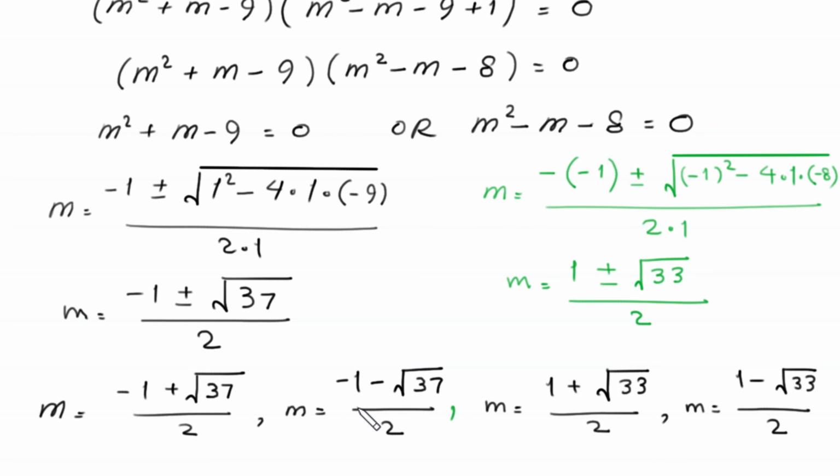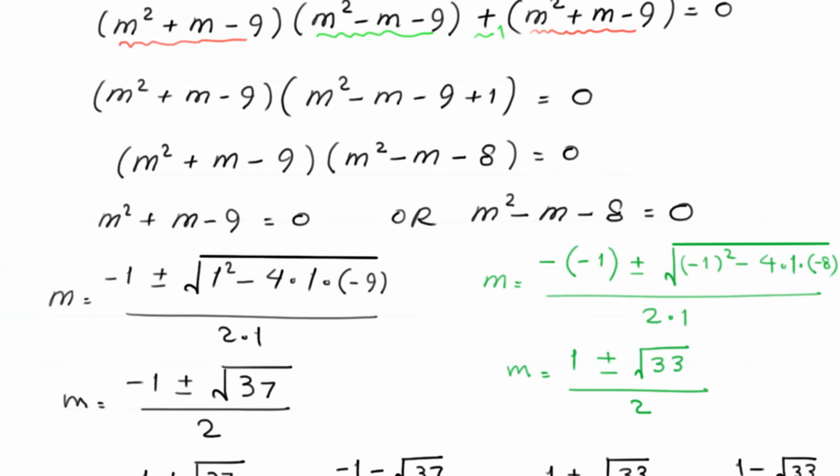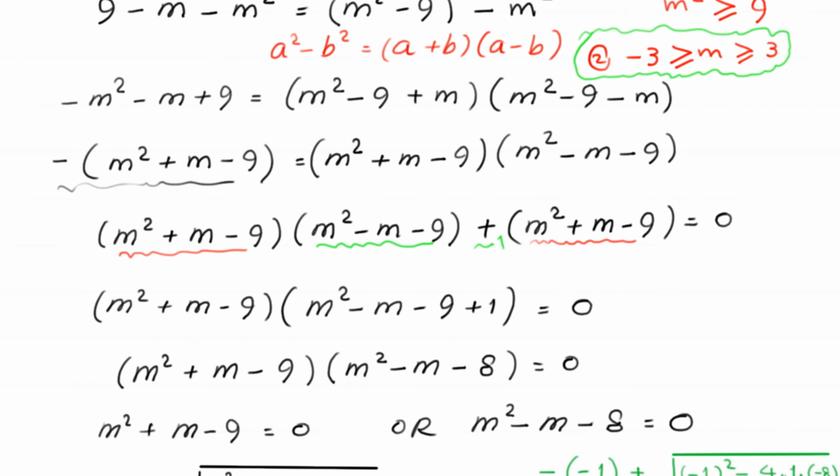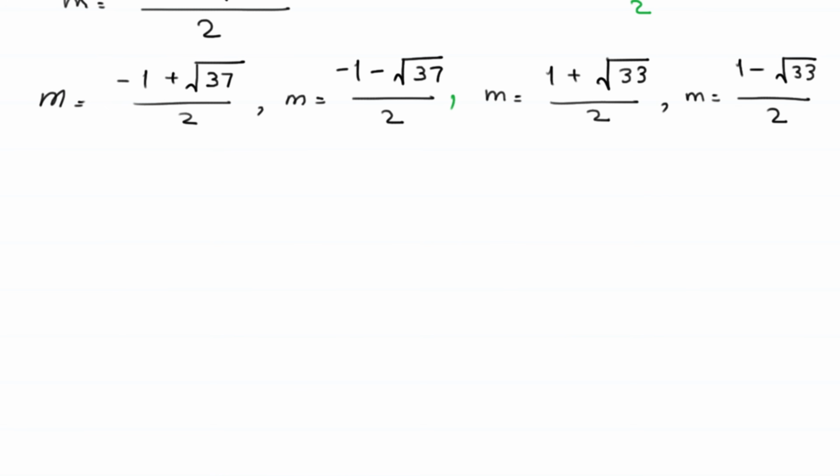Now to check these values of m, we use the domain. We have two conditions. The first one is m must be less than or equal to 9, and the second is m must be greater than or equal to 3, and m must be less than or equal to -3.